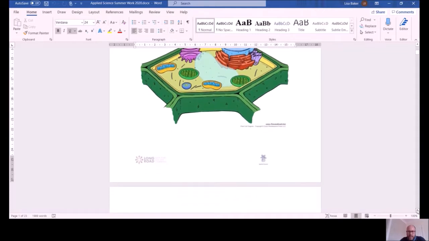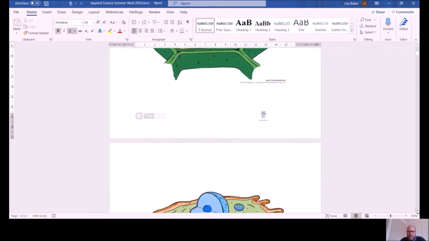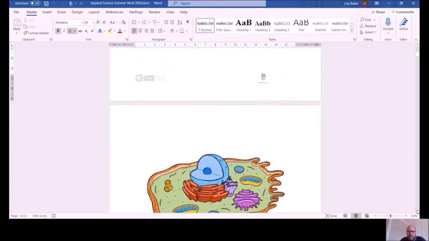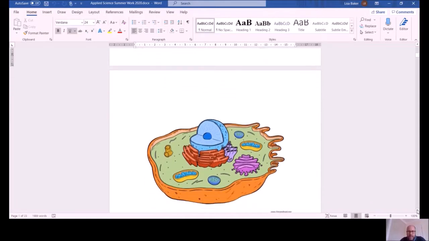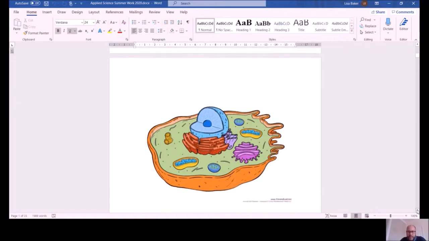If I keep on scrolling, there is your animal cell. What you can do, you can obviously copy those images, you can stretch them, you can put them into a PowerPoint, you can add the labels digitally. If you do have access to a printer, then obviously you could just print the homework off and add labels by hand. Okay.